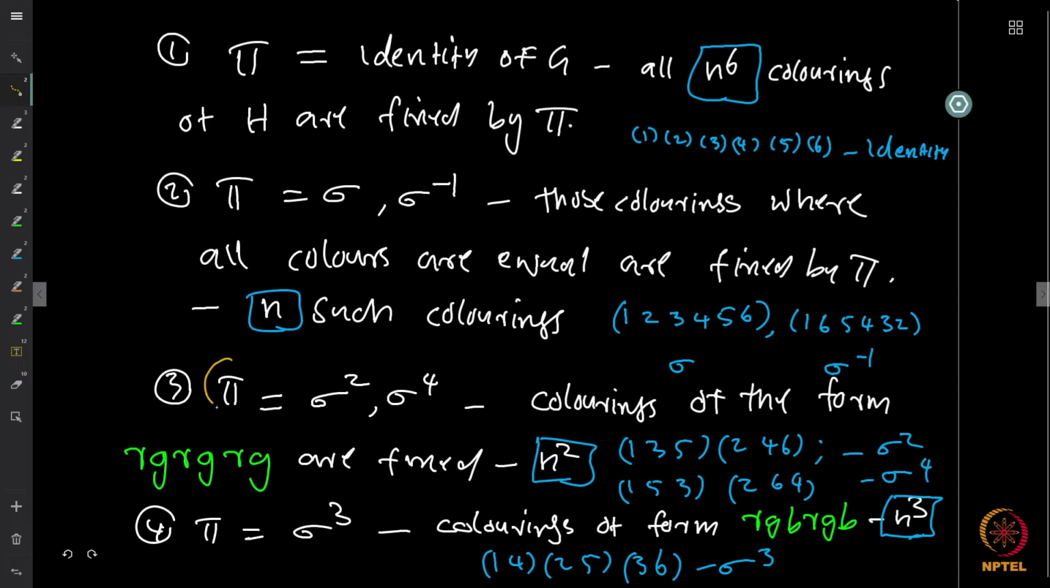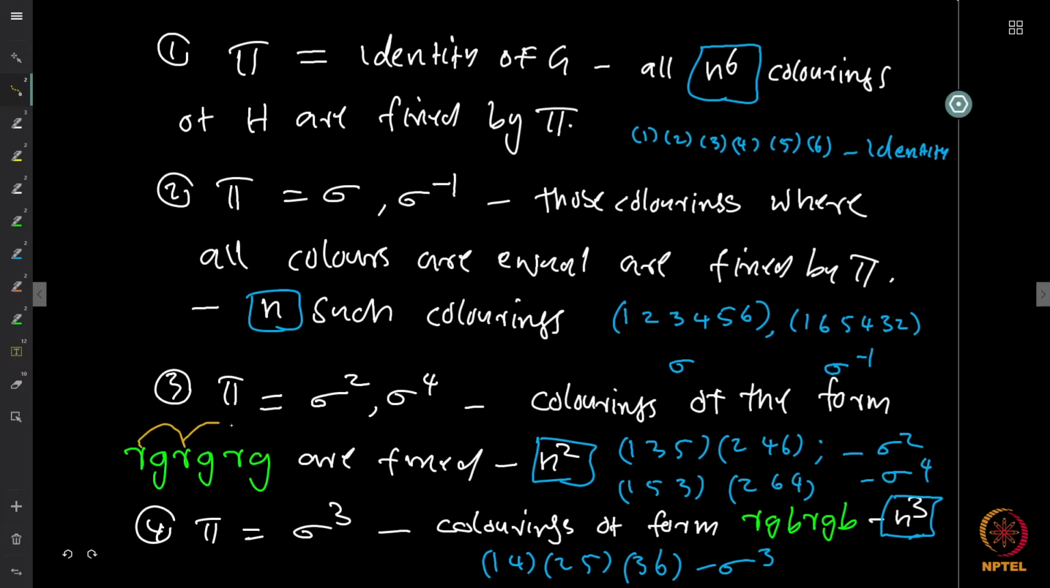Now, what if pi is sigma square or sigma raised to 4? Then what are these permutations? If sigma is this, then you can verify that sigma square is this permutation: 1, 3, 5, and 2, 4, 6. Right? Now, what is this permutation like, for example?